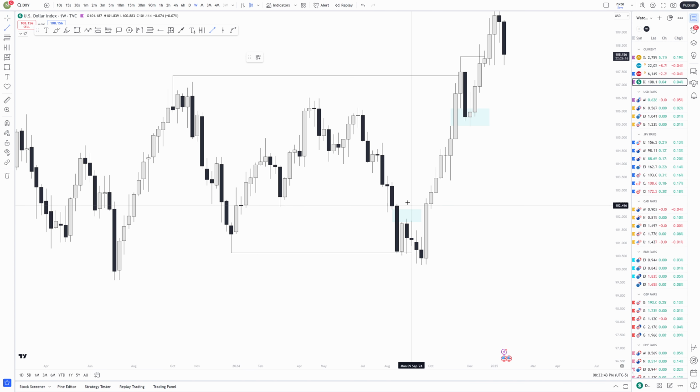The only way I would be looking for shorts is if we sweep this IDR. What is an IDR? Inducement range. Inducement range is a swing high or a swing low. This is a swing point where there's no FVG, so we understand there is no order flow. There's no efficient order flow, so we understand price can sweep that high and then continue bearish.